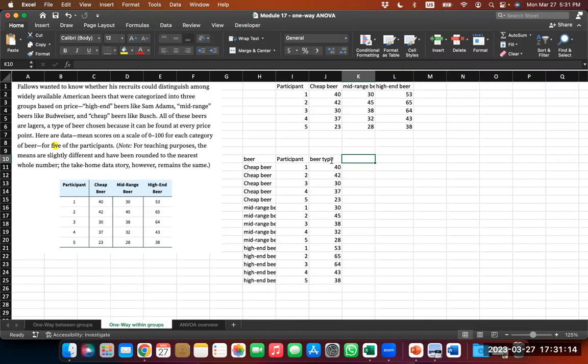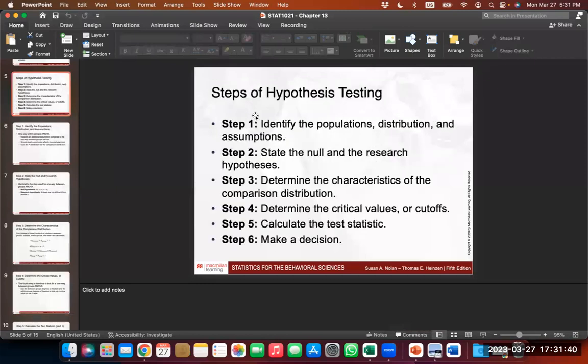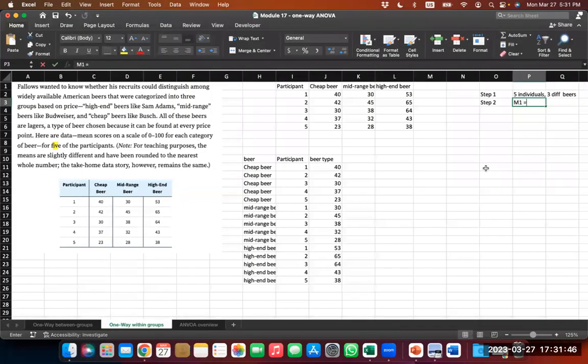And now we're next. Let's do step one first. Step one, so that's five individuals, three different beers. Step two, we're formulating our null hypothesis. And that is basically that all three are the same. Mean one equals mean two equals mean three. And the research hypothesis: at least one differs from another.